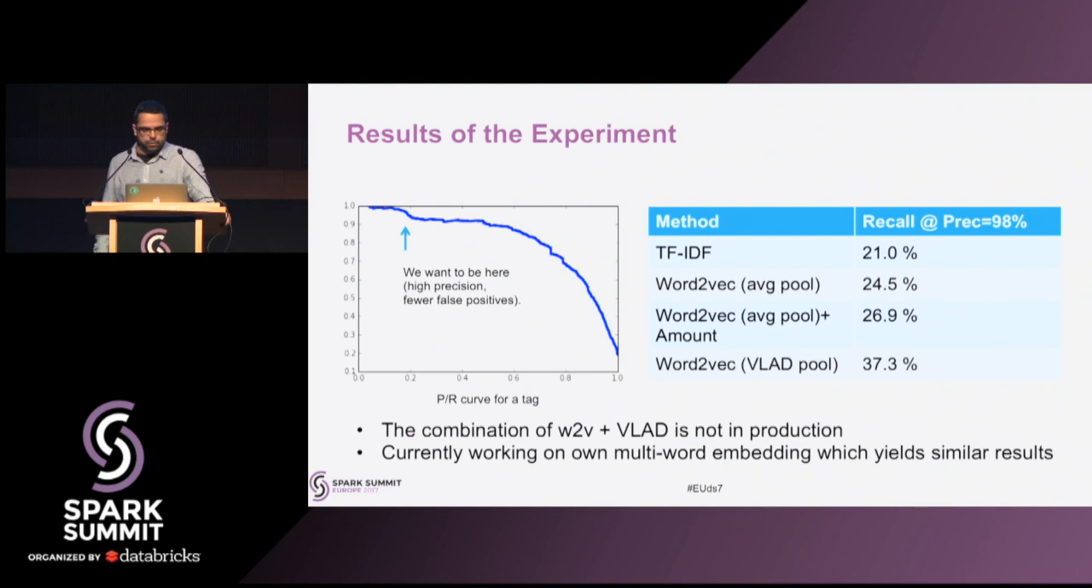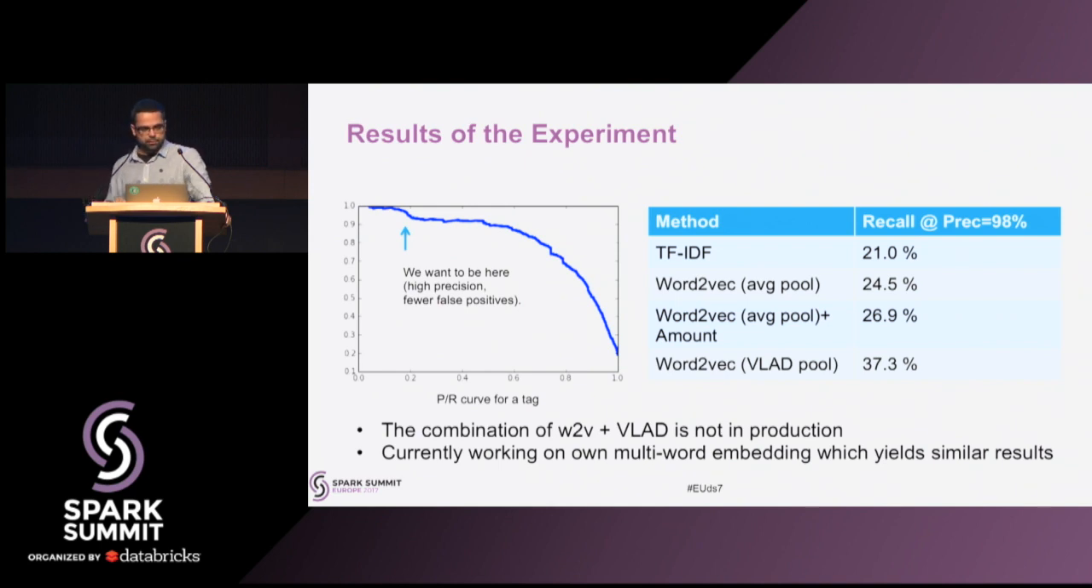So the result of TF-IDF, the hello world, which I said before, was 21%. If you use word-to-vec, you improve a bit. If you use word-to-vec and add a feature, for instance, the amount of the operation, it also improves. So the amount gives some information of the category. But finally, when you combine the word-to-vec embeddings and the VLAD pooling that I just described, you get the best results. Okay? So we could now push the button and put this into production.